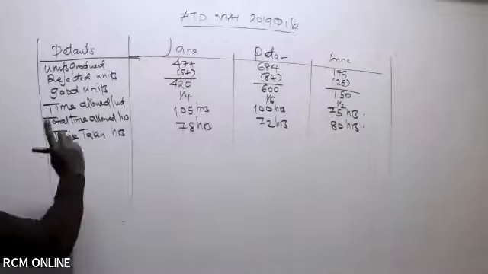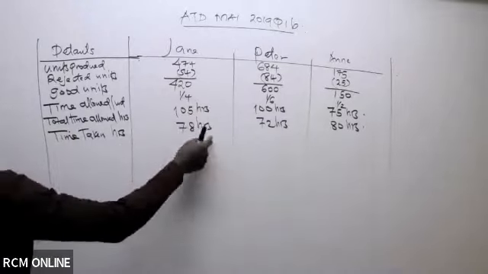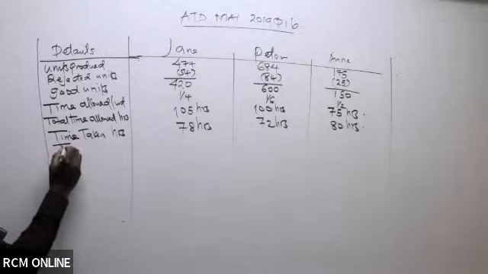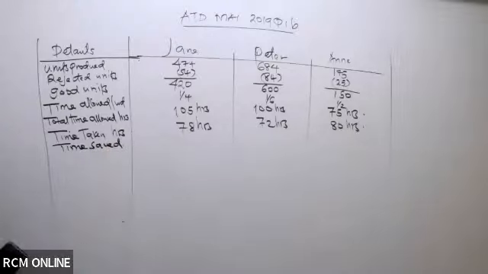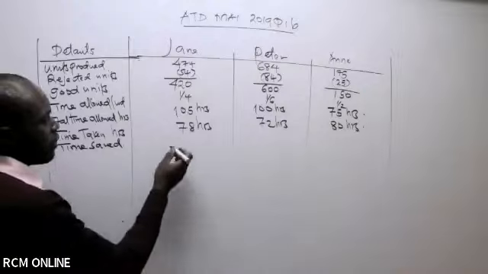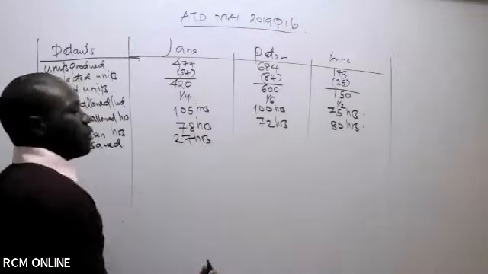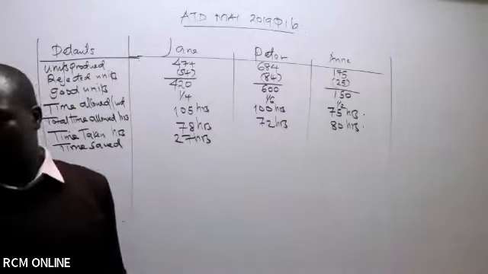So you are allowed to take 105 hours. You've actually taken 78 hours. Do we have time saved? We are looking for time saved. So 105 minus 78, itakuwa ngapi? 27 hours. 100 minus 72, itakuwa ngapi?